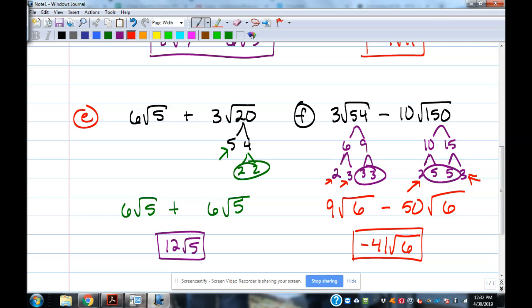Whatever I bring out, I multiply it times whatever's already there. So if there's nothing there, I'm just bringing that number out. But if there's a number out there already, I've got to multiply times whatever I bring out. I'm always going to multiply by whatever you bring out. Okay.